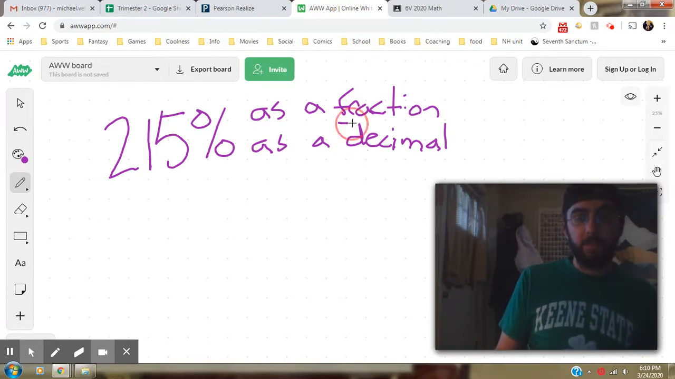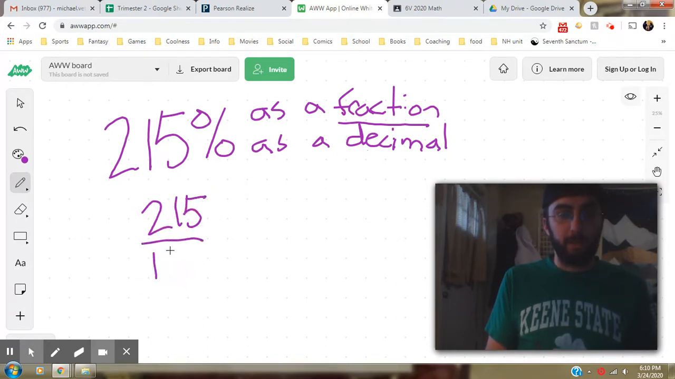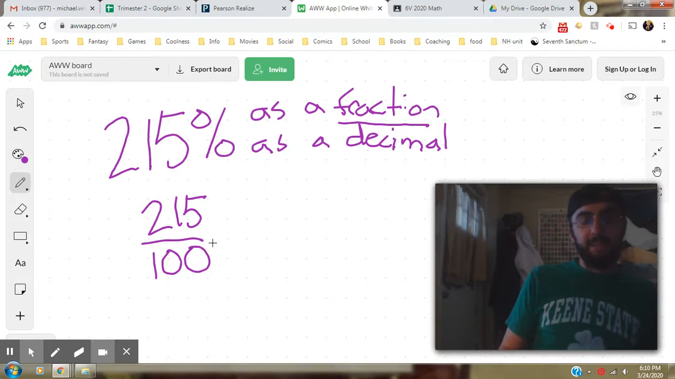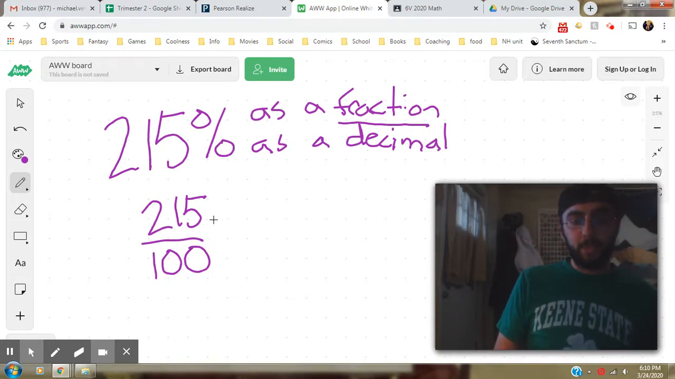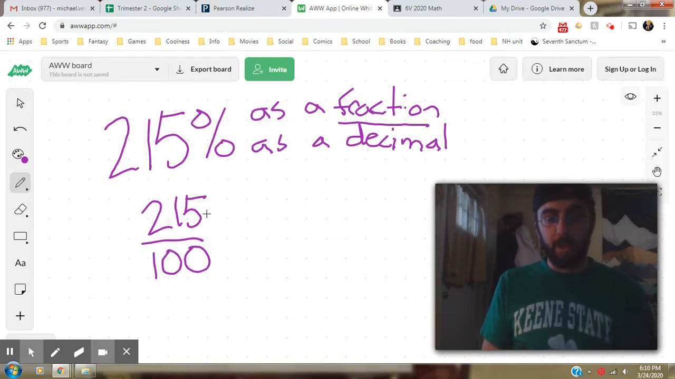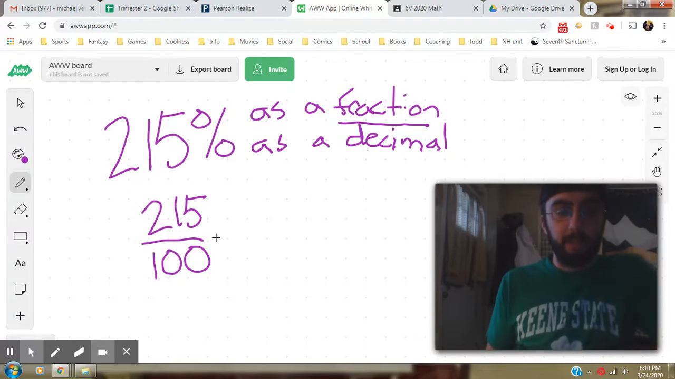So 215%, how are we going to write that as a fraction? All right, so we know that all numbers of a percentage are always over 100, no matter what. I think I even said this once before. No matter what the number is with the percentage, you just place it over 100. All right, so now that looks like a fraction. Now, the only thing we don't want to keep is it not simplified. So even if we're keeping it improper, the numerator being greater than the denominator, we still have to simplify that a little bit.